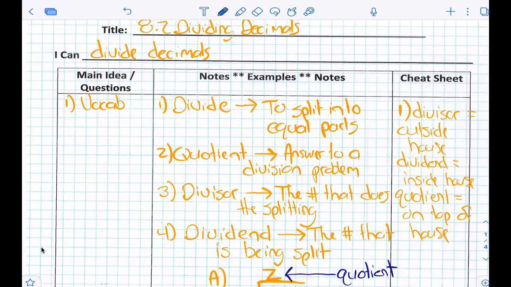What is another word for divide? Split. So a quotient, that's the easy one. Divisor is actually the thing that does the splitting. And the dividend is the thing that is actually being split. So we split, we got the splitter, and we got the thing being split, right? Yeah. A lot of splitting.